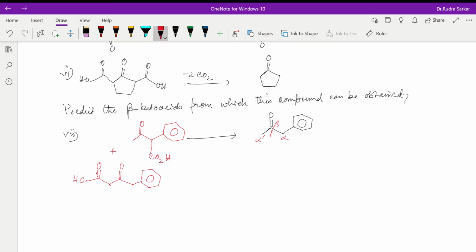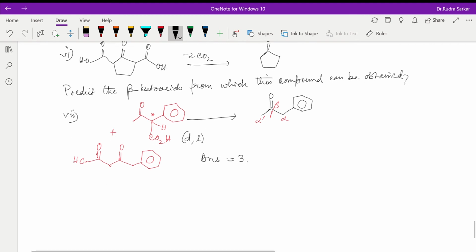If you notice that this particular carbon is a chiral carbon, that means it can have 2 enantiomers. So it can have D and it can have an L form, that means 2 molecules here, the third being this one. So your answer would be 3. Expect such types of questions in integer. Okay.